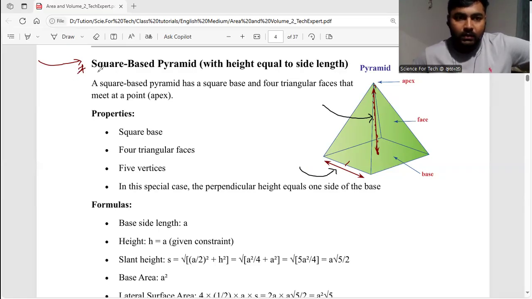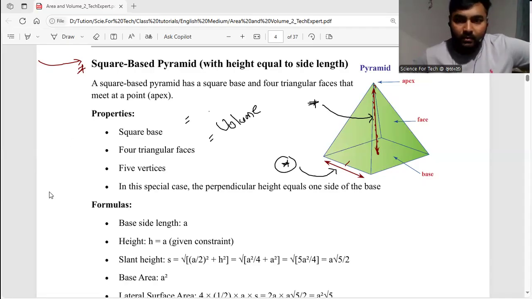Okay, Gina, we just started the topic of the square base pyramid. In this case, we are going to talk about the pyramid with the height equal to one side. That means this height should be equal to this side. Otherwise, the volume equation will not work. Only the volume equation. You can find the area, there is no obstacle in that, but the volume equation will not work.